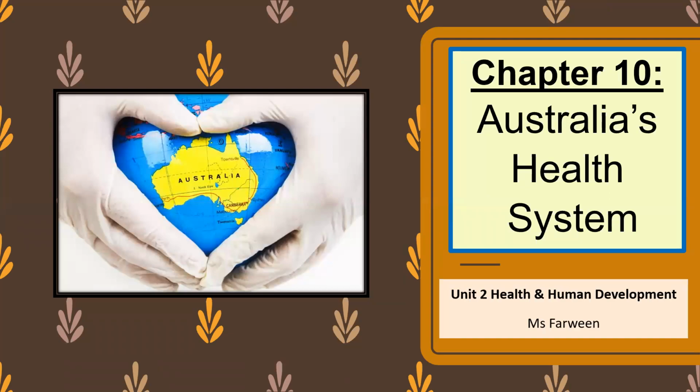So today, guys, we're starting the new chapter and the second last chapter of the book. It's chapter 10, looking at Australia's health system. Now, this chapter is probably really relevant to you guys for next year for Unit 3, mainly because in Unit 3, Outcome 2, you actually go through a lot of what we cover in this chapter again.